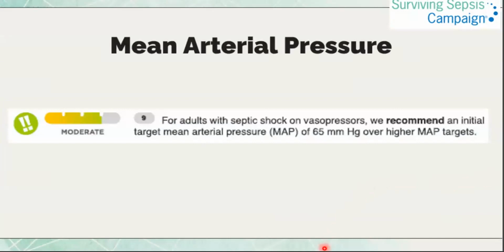Next, for mean arterial pressure, for adults with septic shock on vasopressors, we recommend an initial target MAP of 65 mmHg over higher MAP targets. An RCT evaluating patients in septic shock randomized to MAP targets of 65 to 70 versus 80 to 85 found no difference in mortality. And there were also higher rates of atrial fibrillation in the group randomized to the higher MAP target.